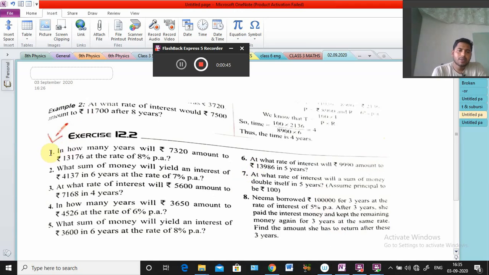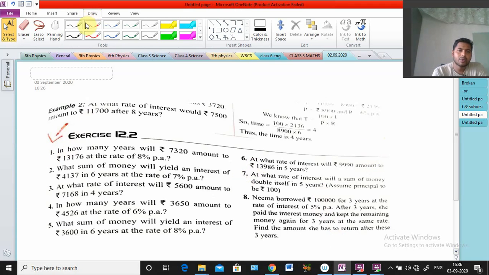So see, first question, read the question everyone. Question number 1 is telling here: in how many years will 7320 amount to 13176 at the rate of 8% per annum. Okay, so what is the question telling, sir? In how many years? That means we will find out t. Clear? Okay, next, what is given, sir?